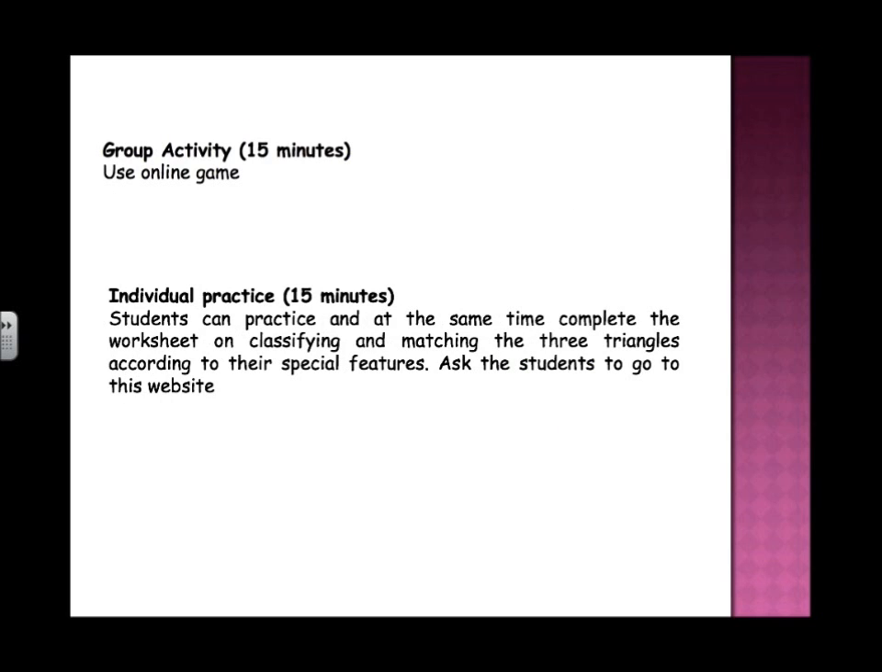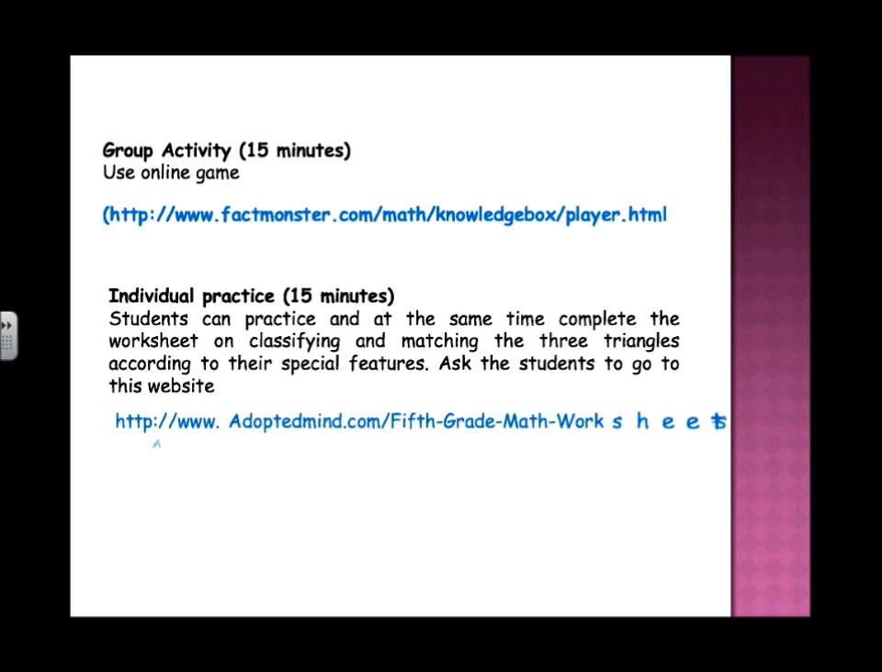For the group work, the teacher can use the following website. Here, the students can use this online game to strengthen their understanding in describing the three triangles based on the features of each triangle. For the individual work, the teacher can instruct the students to go to the following website. Here, students can practice on identifying the triangles according to the features given.